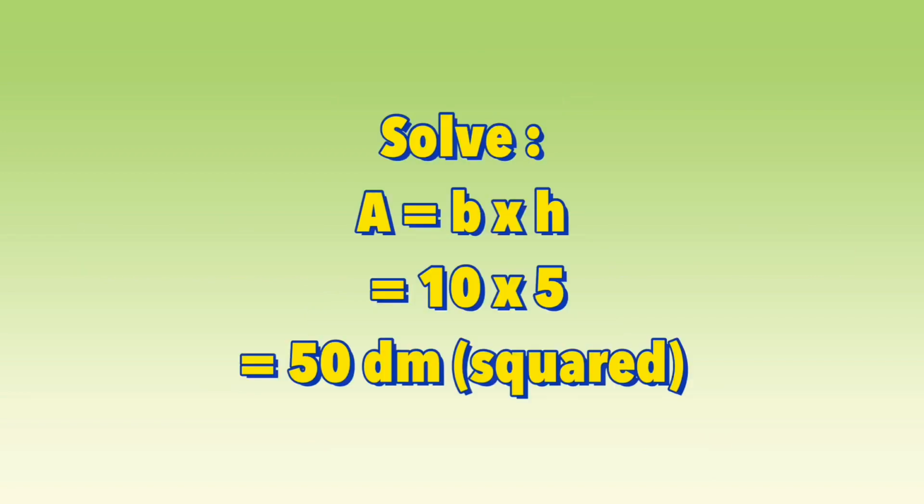Area equals base times height. The given base is 10 decimeters and the height is 5 decimeters. After substituting, we're going to multiply it. So the area of the parallelogram is 50 square decimeters.